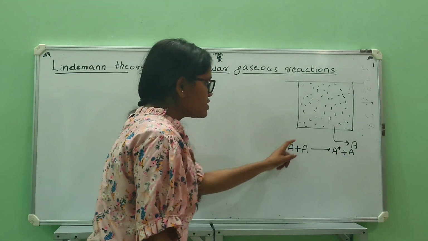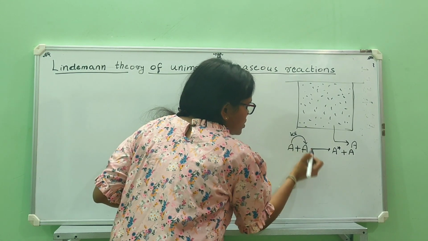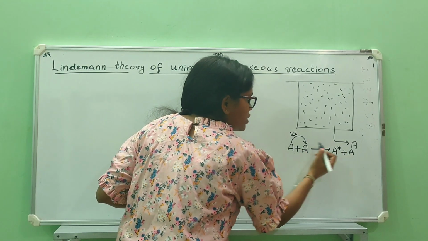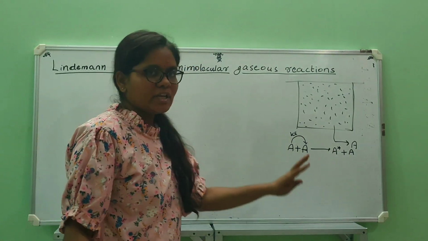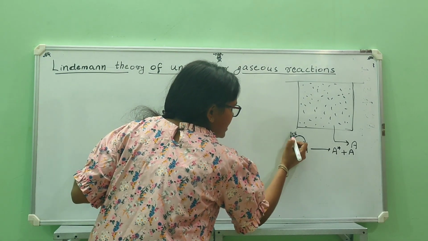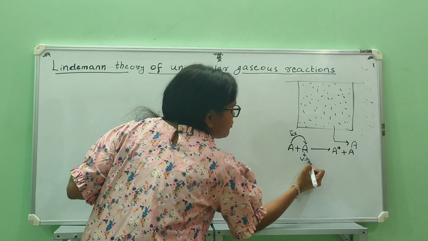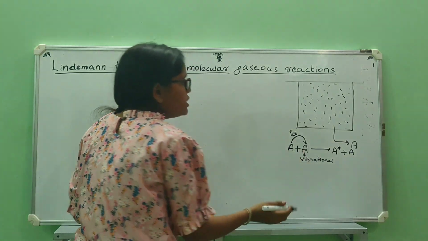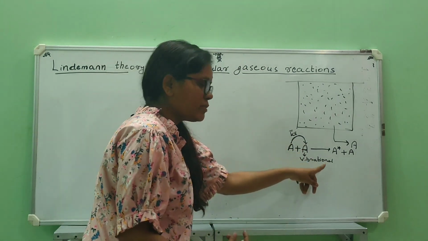So A is colliding with A and transferring its kinetic energy. This molecule gains energy and becomes A star, and this molecule loses some energy and remains A. Here we need to note one thing: this molecule is transferring energy in the form of kinetic energy, but the molecule which is receiving the kinetic energy is storing it as vibrational energy.